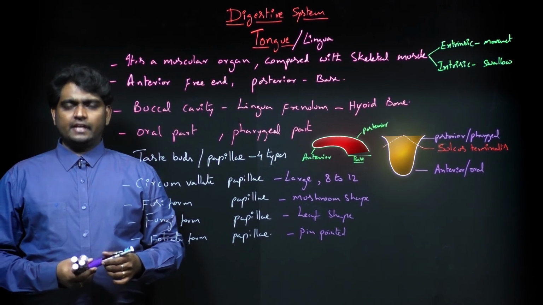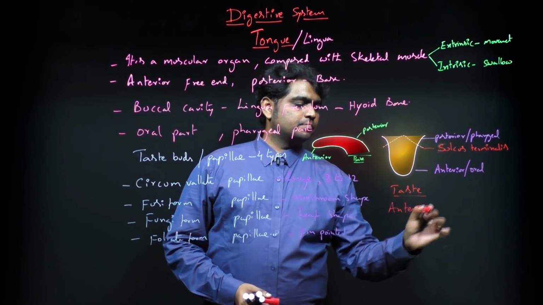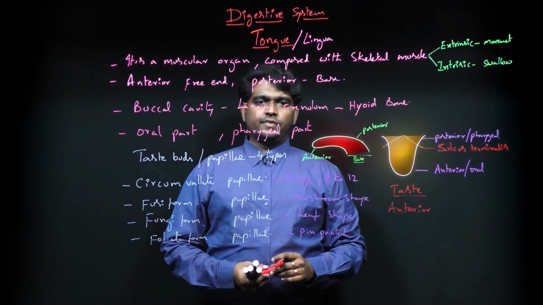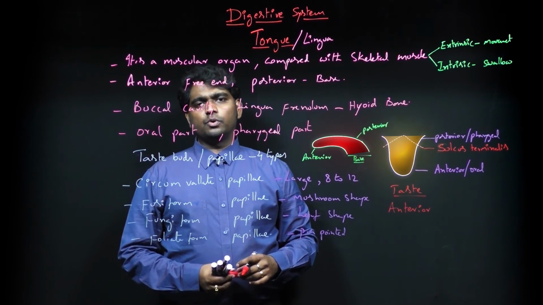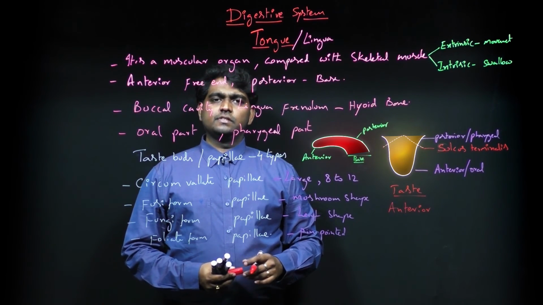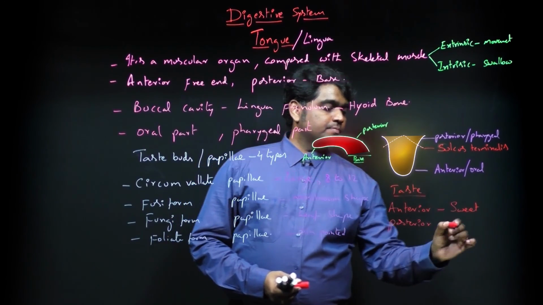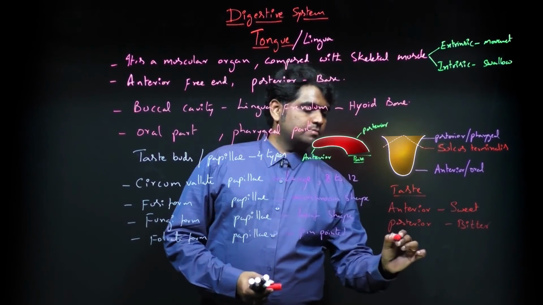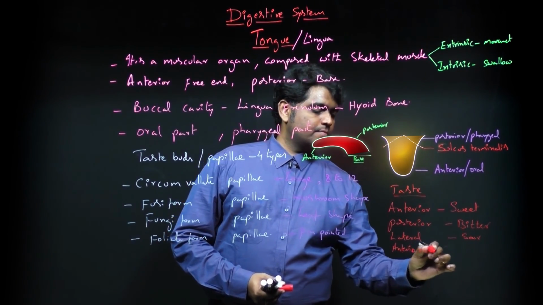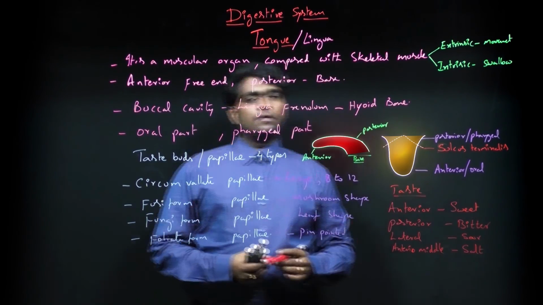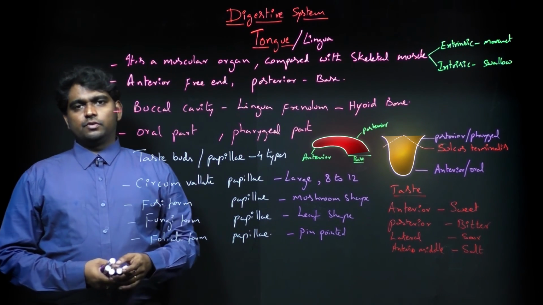Now we will see the taste. On the anterior side it is the sweet taste, the posterior side is the bitter taste, the lateral side is the sour taste, and in the center it is the salty taste. So these are the taste recognition areas, but what about spice?